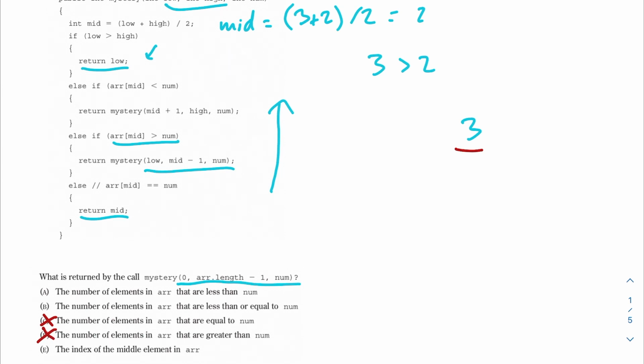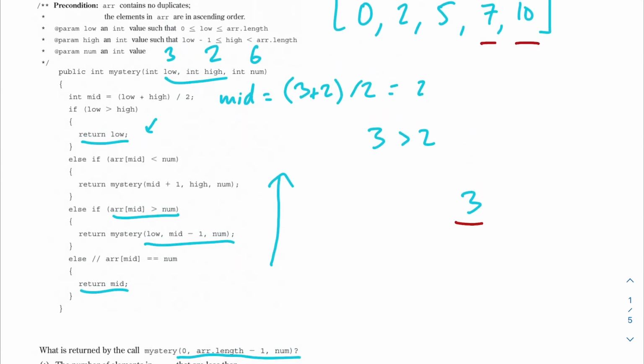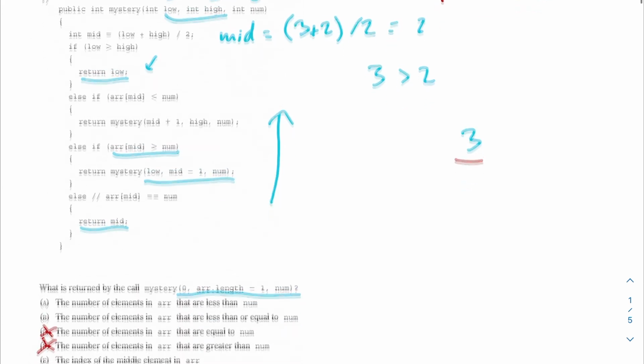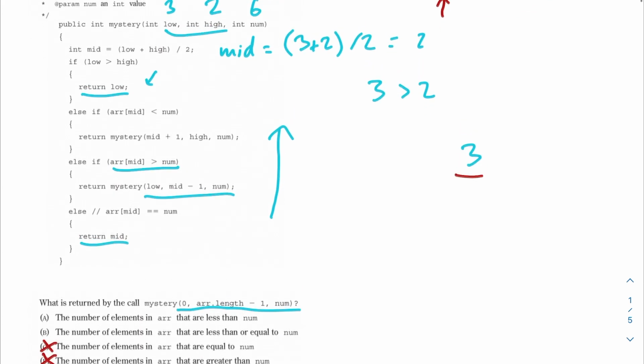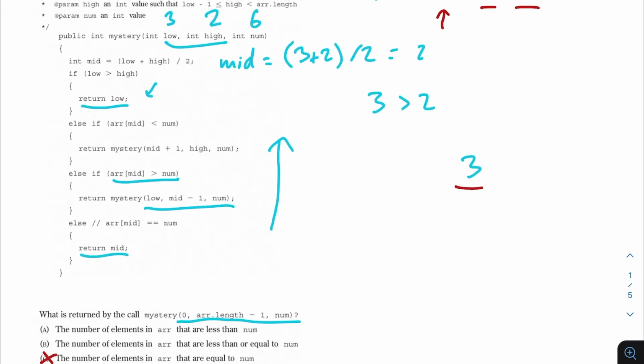The index of the middle element in R. So this one may seem promising to you, but once again, the index of the middle element would be 2, so this one wouldn't work either. So now we're left with the number of elements in R that are less than num and the number of elements in R that are less than or equal to num.